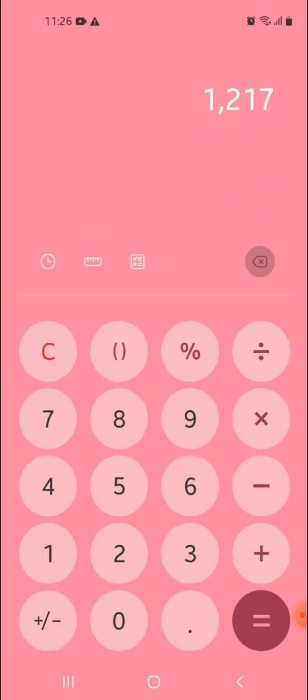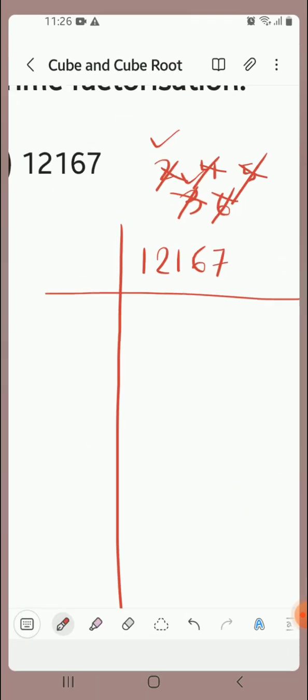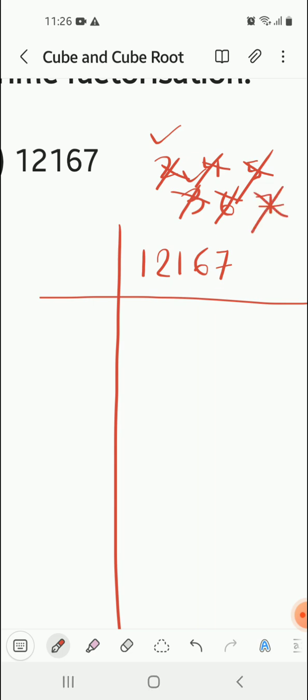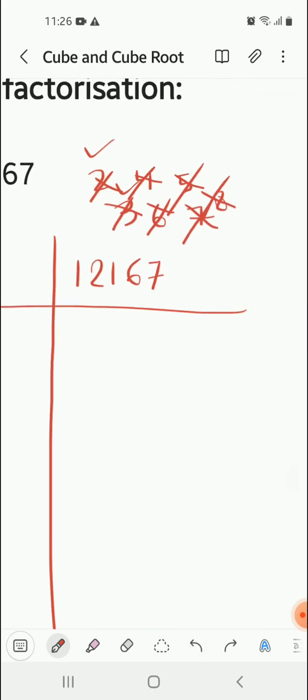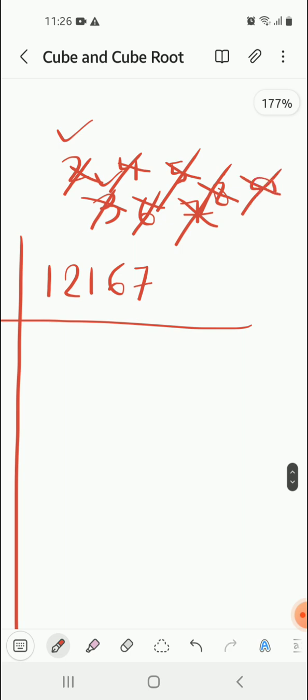7, we can check for 7, 12167. It's usually better to divide and check. It's not, so not with 7 as well. Since it is not divisible by 2 or 4, so not divisible by 8 as well. Since the sum of the digits was 17, it doesn't come in the table of 9, so not divisible by 9 as well.